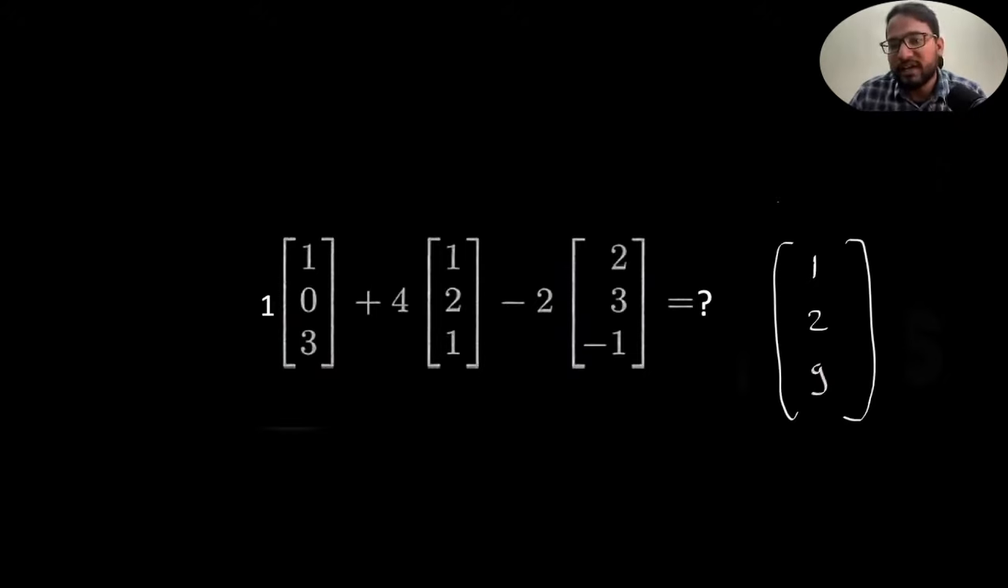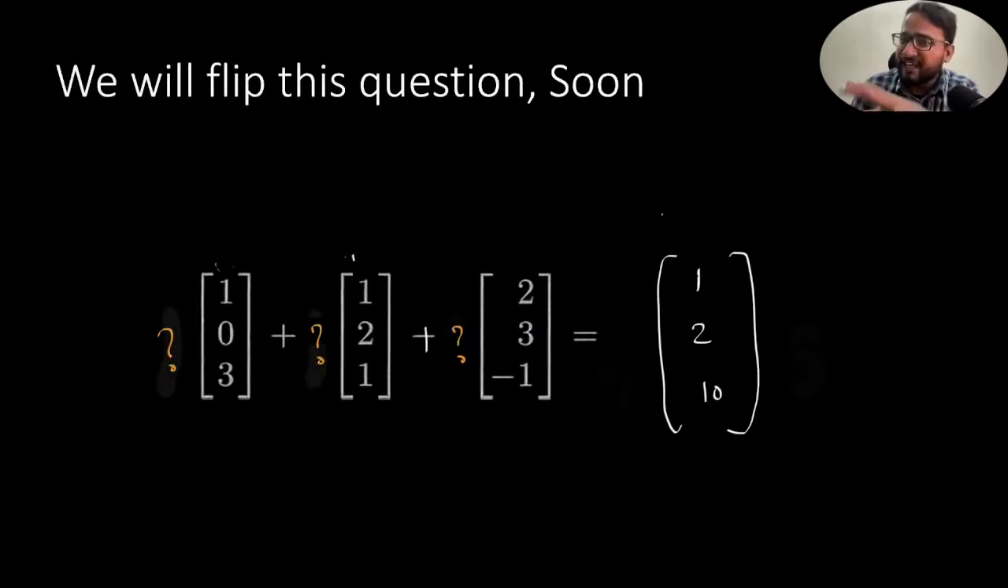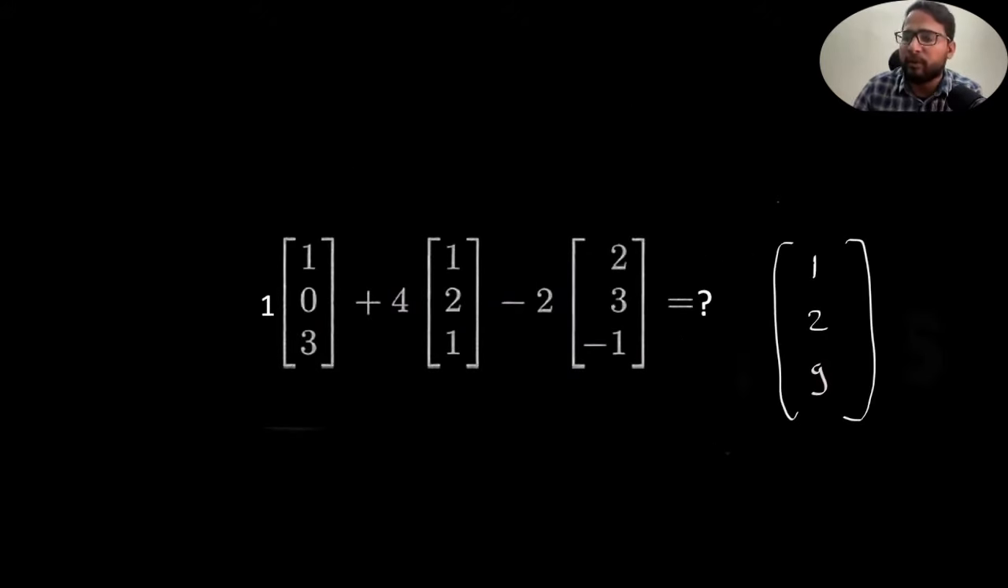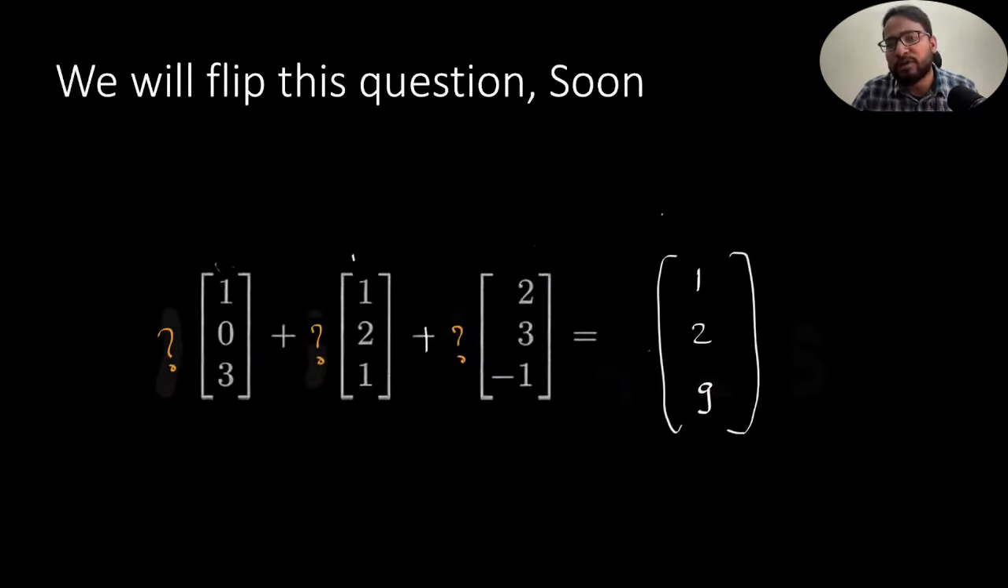Now, if I give you everything, the scalars and the vectors, and ask you for the linear combination, then you can definitely do it. There should not be any problem in this. Now, very soon we will be flipping this question. I will not be giving you the coefficients, and I will be giving you everything else. Earlier it was very easy to compute the linear combination. But very soon we will be flipping the question, and the whole of linear algebra revolves around it. This is called Ax = b. I will relate it to Ax = b.